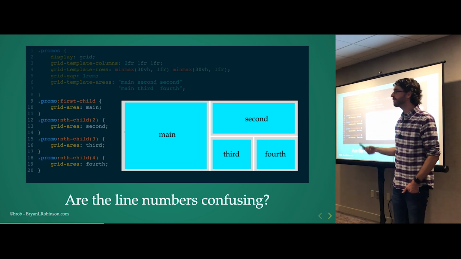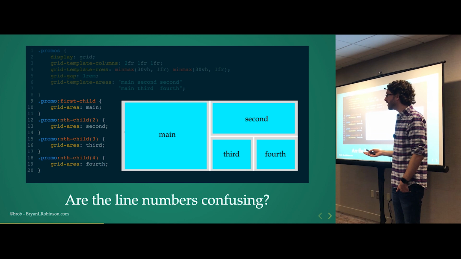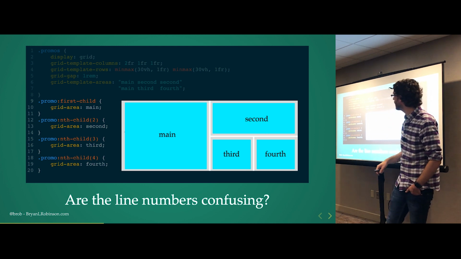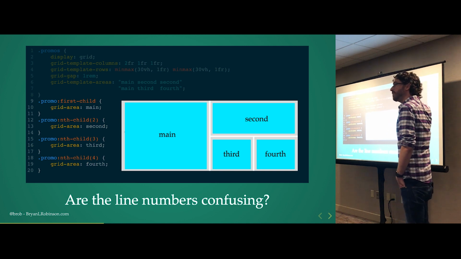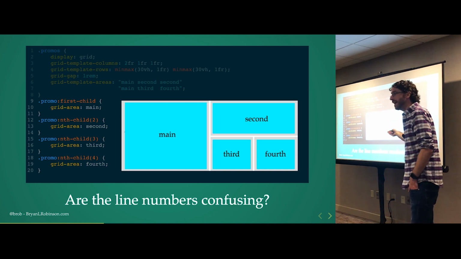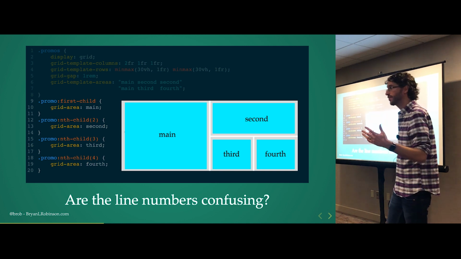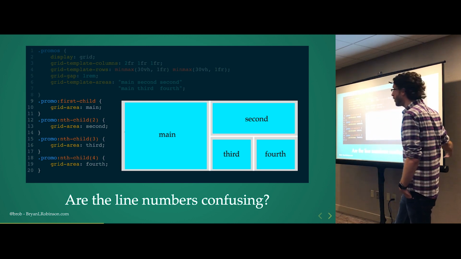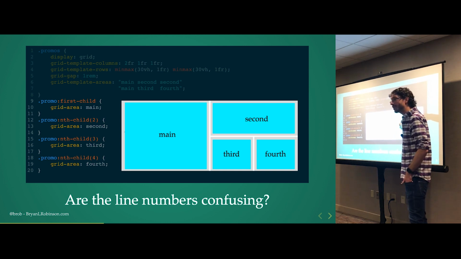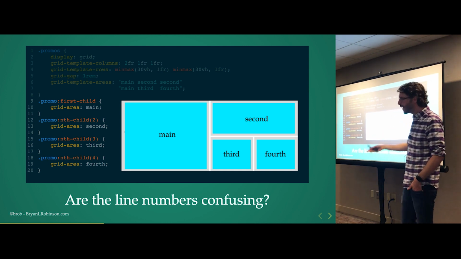But in this case, instead of placing our row and our column line numbers, we're going to use the grid area CSS property and then use those reserved strings that we just made up in the declaration up above as non-quotation mark strings down here. And we just say grid area main, second, third, and fourth. And the content goes where we told it to with no hacks. It went right where we wanted it to.